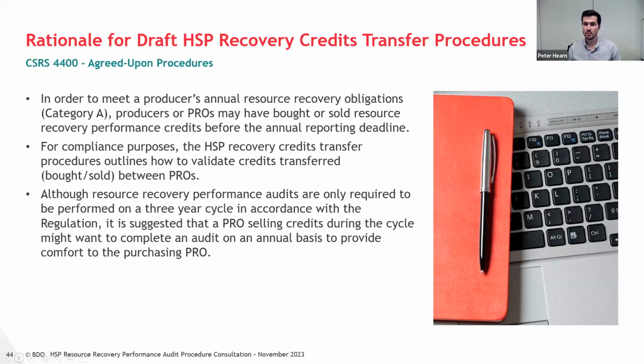And so all the purchasing PRO needs to do is validate that that transaction took place. So the auditor will perform some quite simple procedures that are laid out on the next slide to validate that they did indeed purchase those credits. Note here that although resource recovery performance audits are only required every 3 years, it's suggested that a PRO who is selling credits may want to perform an audit on an annual basis, because then the purchasing PRO and their auditor will be able to use that audit report as comfort that the credits being sold have already passed an audit.